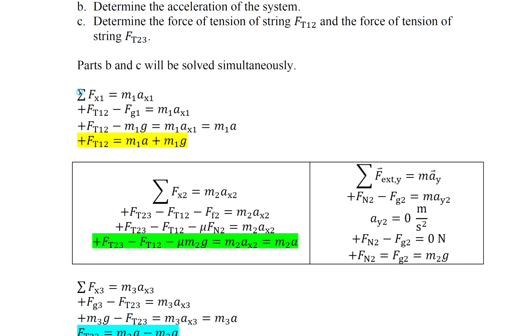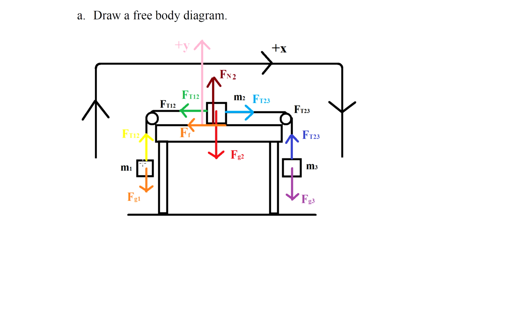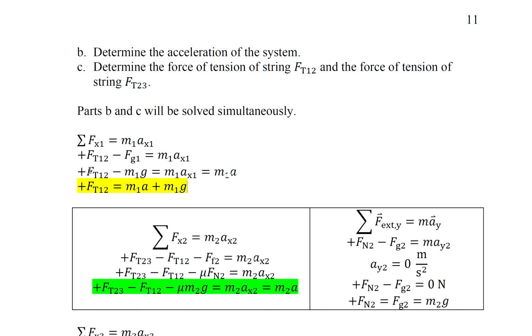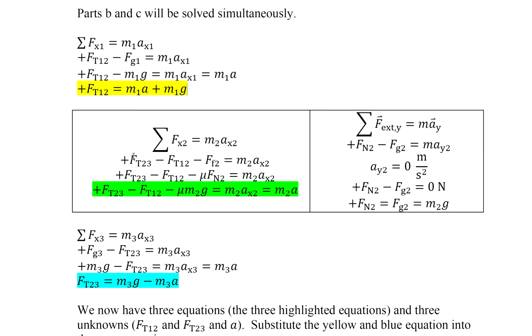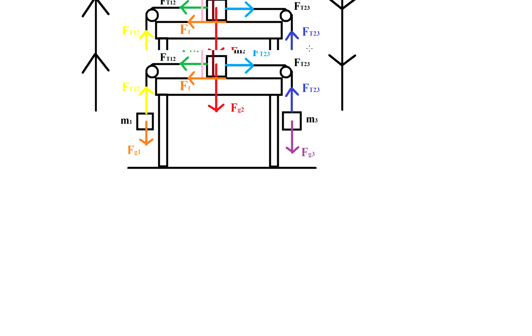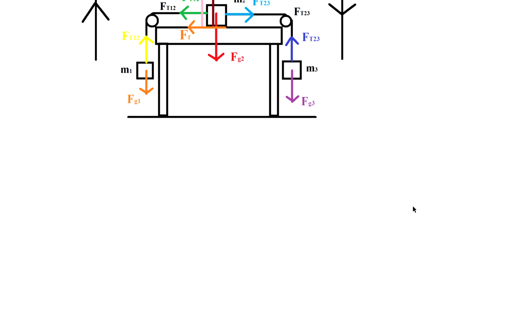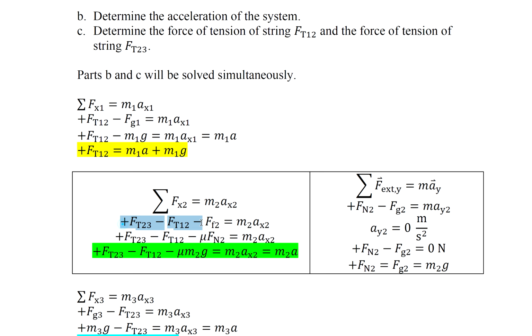So for mass 1, sigma F sub x1 equals m1 a sub x1, which is force of tension minus force of gravity. So that's here on the left side, mass 1, plus force of tension minus force of gravity. We got that here. For mass 2, on the x-axis, we have plus force of tension minus force of tension minus force of friction equals m2 a sub x2. Look at this object which is on the table. We have plus force of tension 2,3 minus force of tension 1,2 minus force of friction. That's how we get this here. And we know force of friction equals mu Fn.